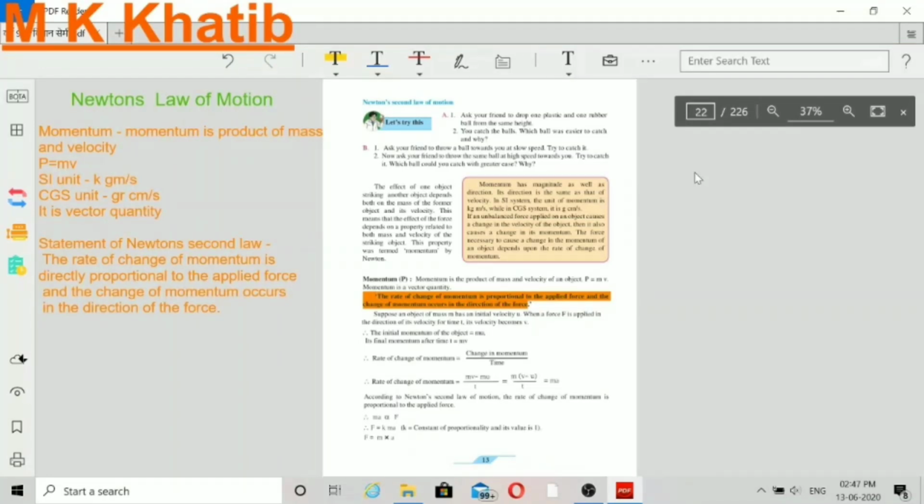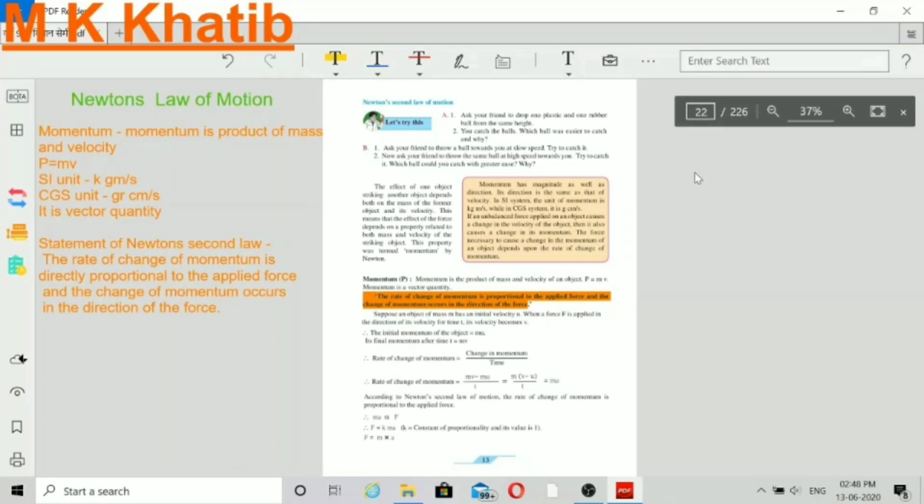Now consider objects having different masses, but which are initially at rest, meaning initial velocity is 0. So the initial momentum of both these objects is 0. Now we apply the same force on these two bodies. When we apply the same force, some momentum is created in each body. The lighter object starts moving faster than the heavier object.